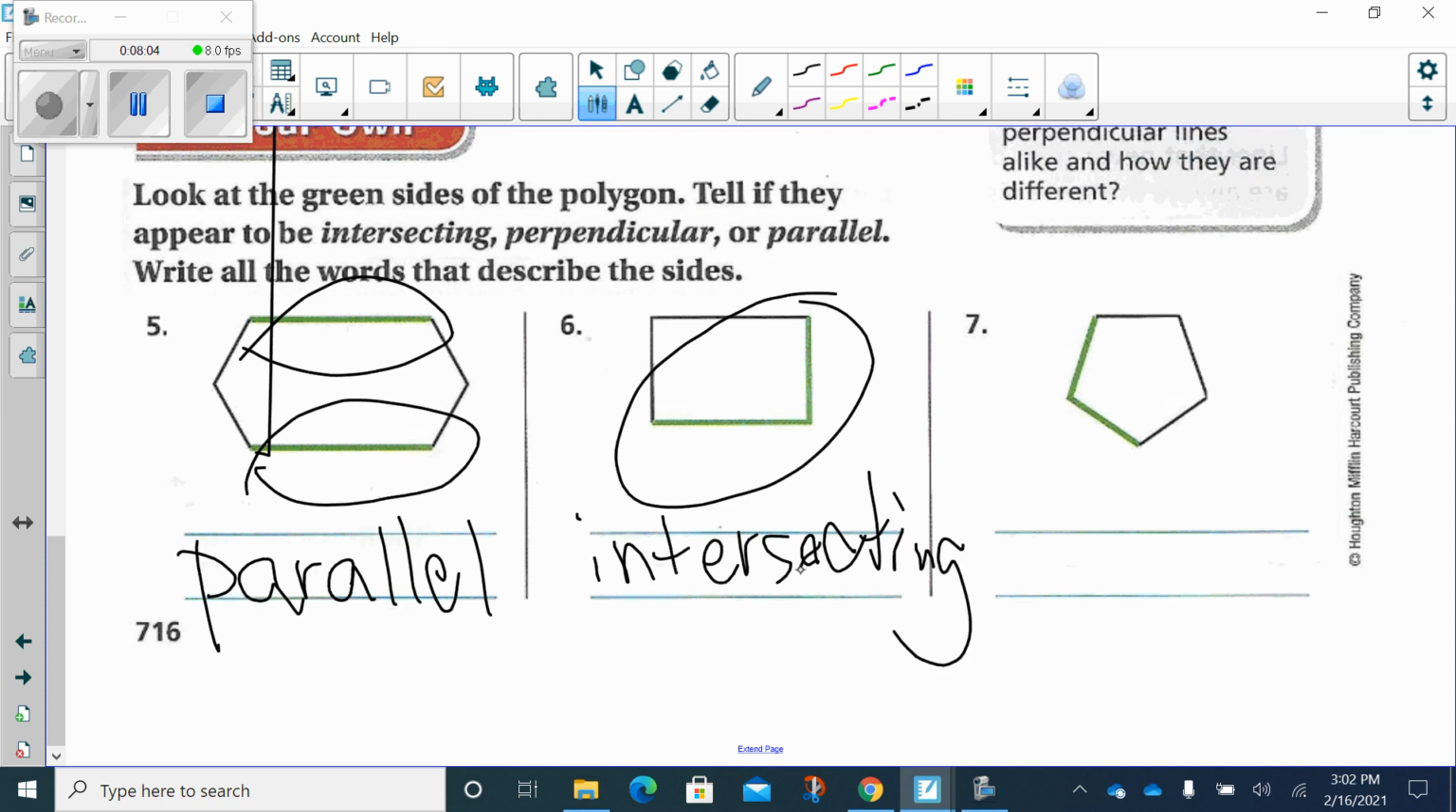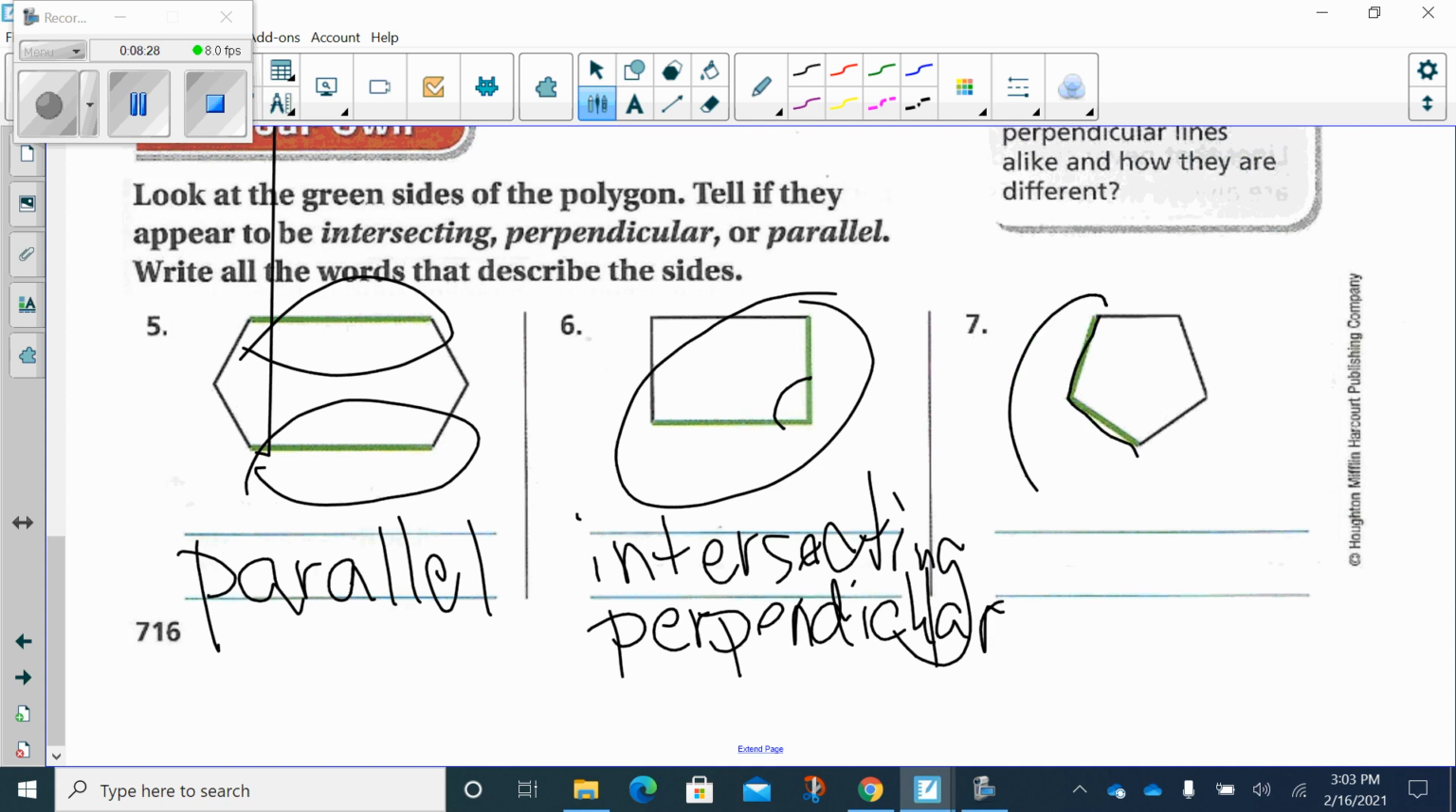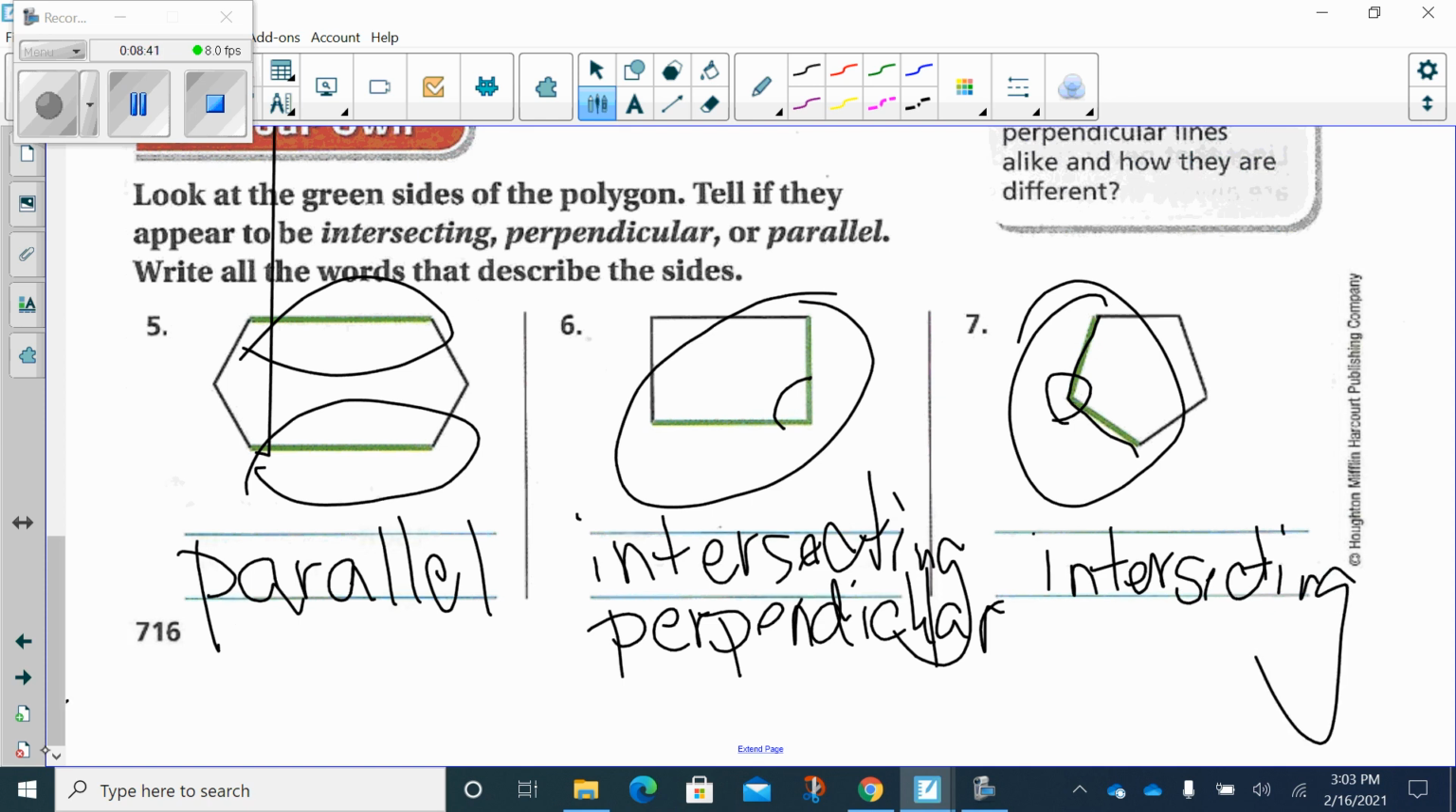And it is perpendicular because it is a square, okay? Right here, this angle right here, that space in between those two lines looks like a square, so it's perpendicular also. This one, well, it is not perpendicular and it does meet, so it is only intersecting. Okay, all right, let's go to the next page.